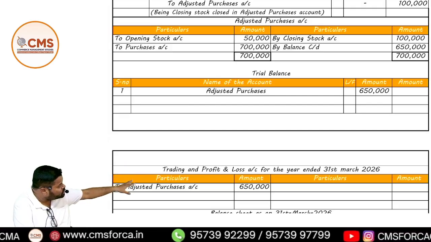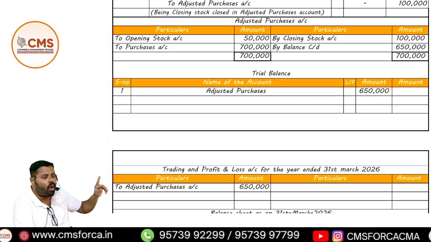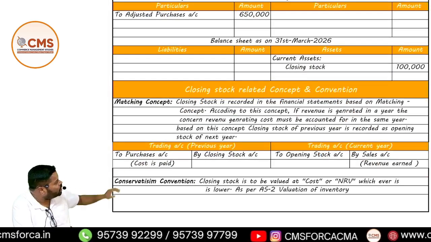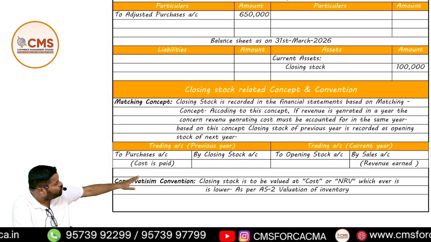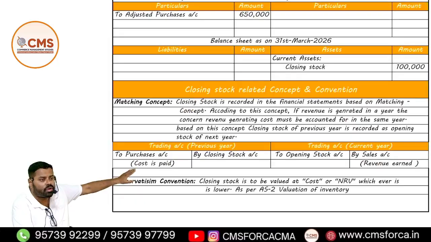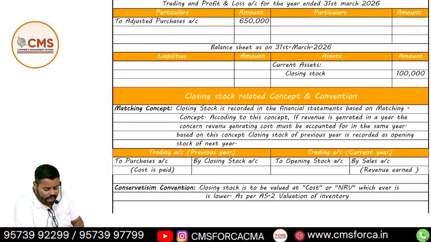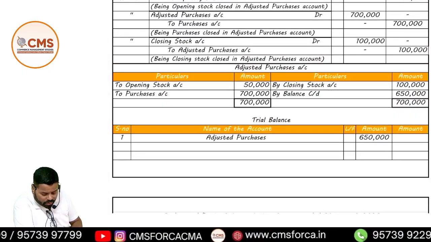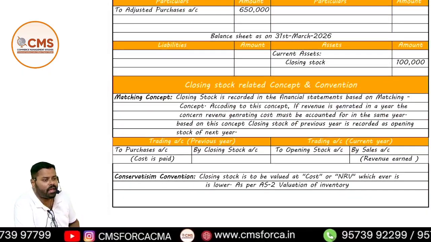And how many accounts are there in your trial balance? Only one account will be there, which is adjusted purchase, and obviously we will show that in our trading account. And don't forget to write closing stock in your balance sheet. This adjustment is done only for the purpose of the trading account. It will not have any change on your balance sheet.